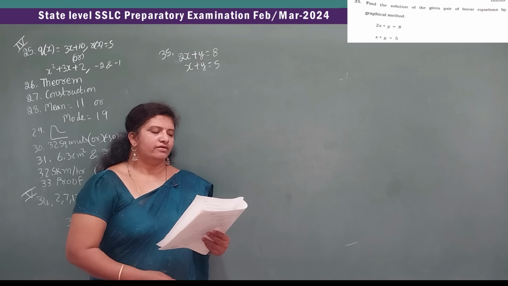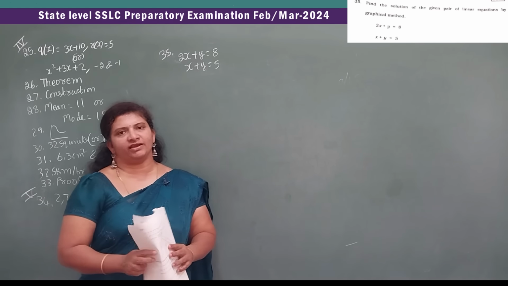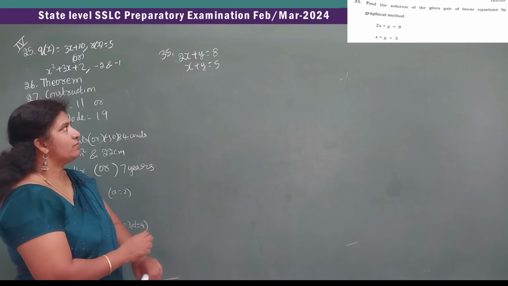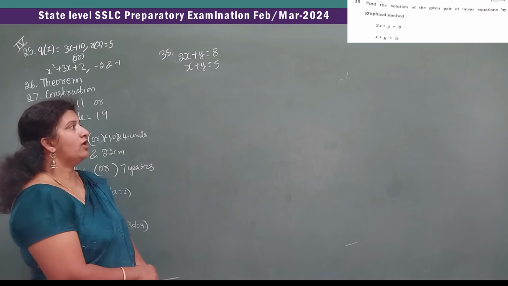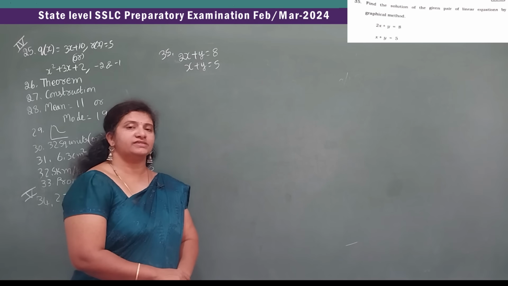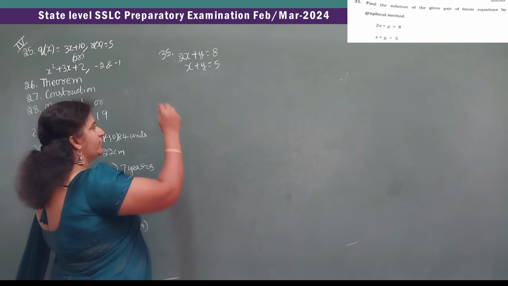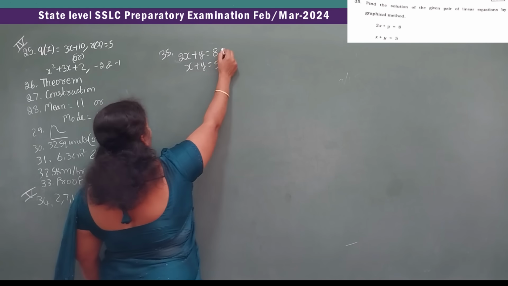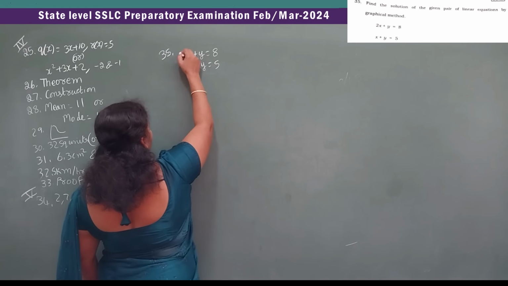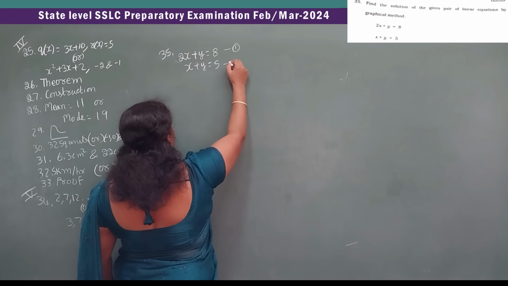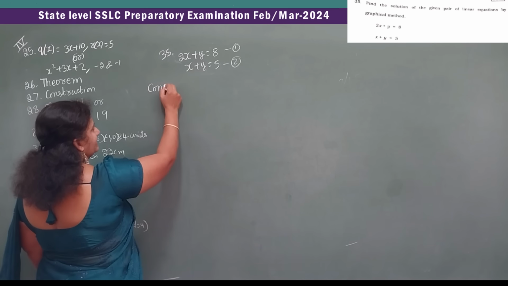35th one. Find the solution of the given pair of linear equations by graphical method: 2x plus y is equal to 8 and x plus y is equal to 5. Solve this pair of linear equations in two variables by graphical method. So first, let us rewrite these two equations as given and mark them.